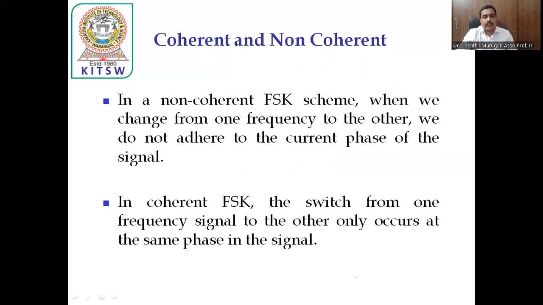Coherent and non-coherent. What is non-coherent? When we change from one frequency to another, we do not adhere to the current phase of the signal. So the phase of the signal may be like this. Here we are not changing the phase, it will continue, then it is considered non-coherent. In coherent, the switch from one frequency signal to another only occurs at the same phase in the signal.